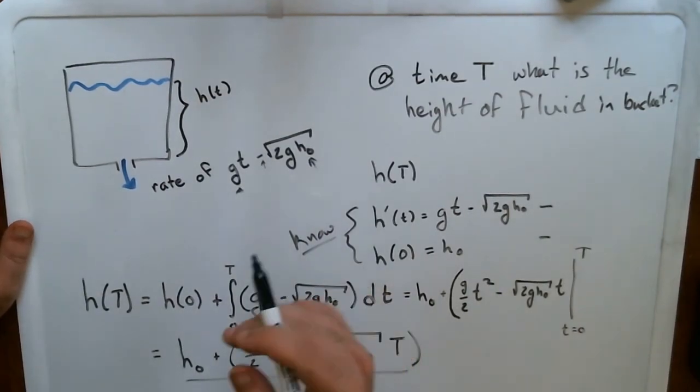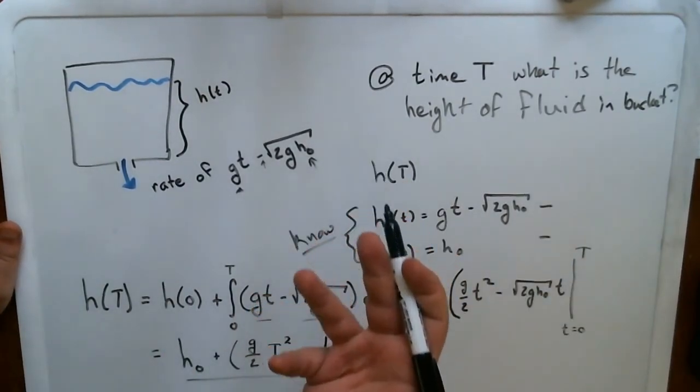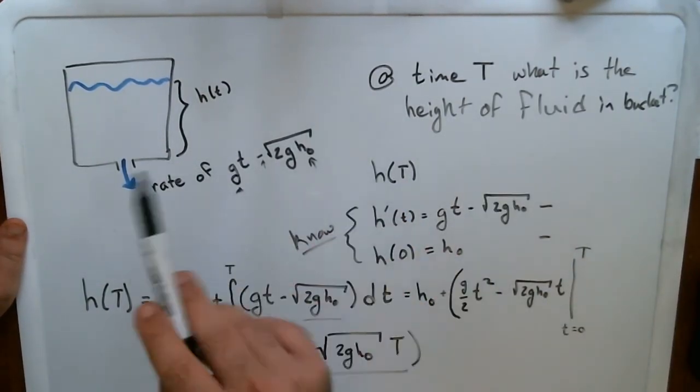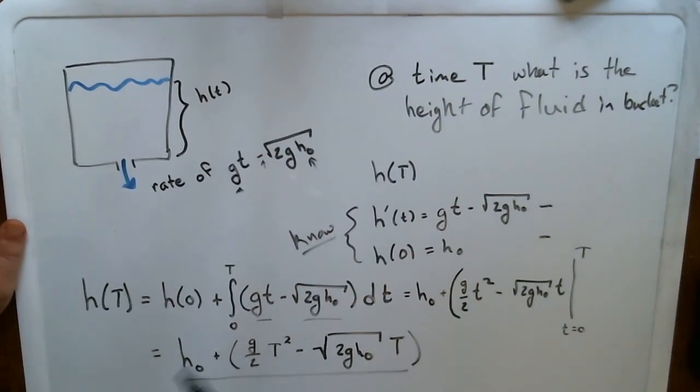Okay? I hope this helps a little bit with understanding the net change theorem and seeing it in action a little bit. Okay? That's going to end it for now. Where's my stop recording button?